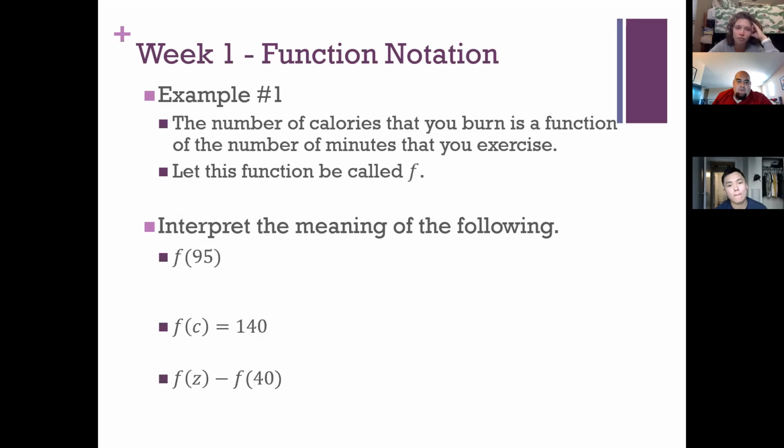So here's what I want to do. I have three pieces of function notation here: f of 95, f of c equals 140, and f of z minus f of 40. I'm going to give you all a couple of minutes to do this. For each one of these pieces of function notation, be ready to give me an explanation in English about what each one of those things means. So remember to be careful and be specific. Right now I have 3:11. At 3:13, I'll come back to you and I'll get a few volunteers for these. So I'll talk to you then.